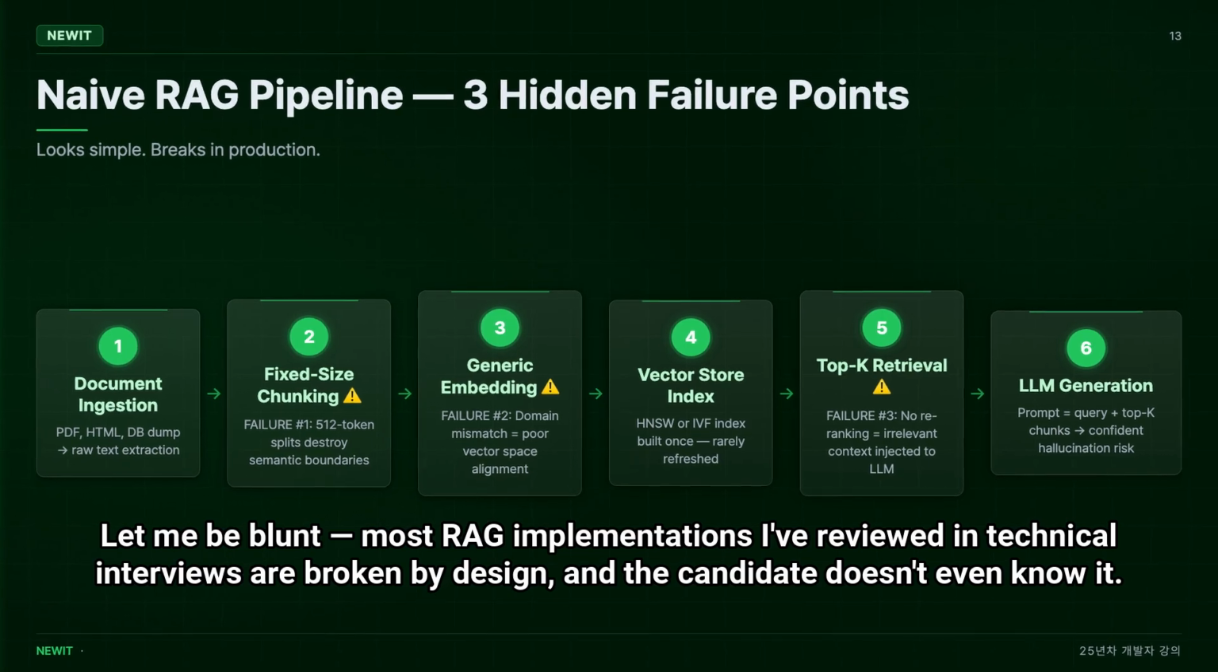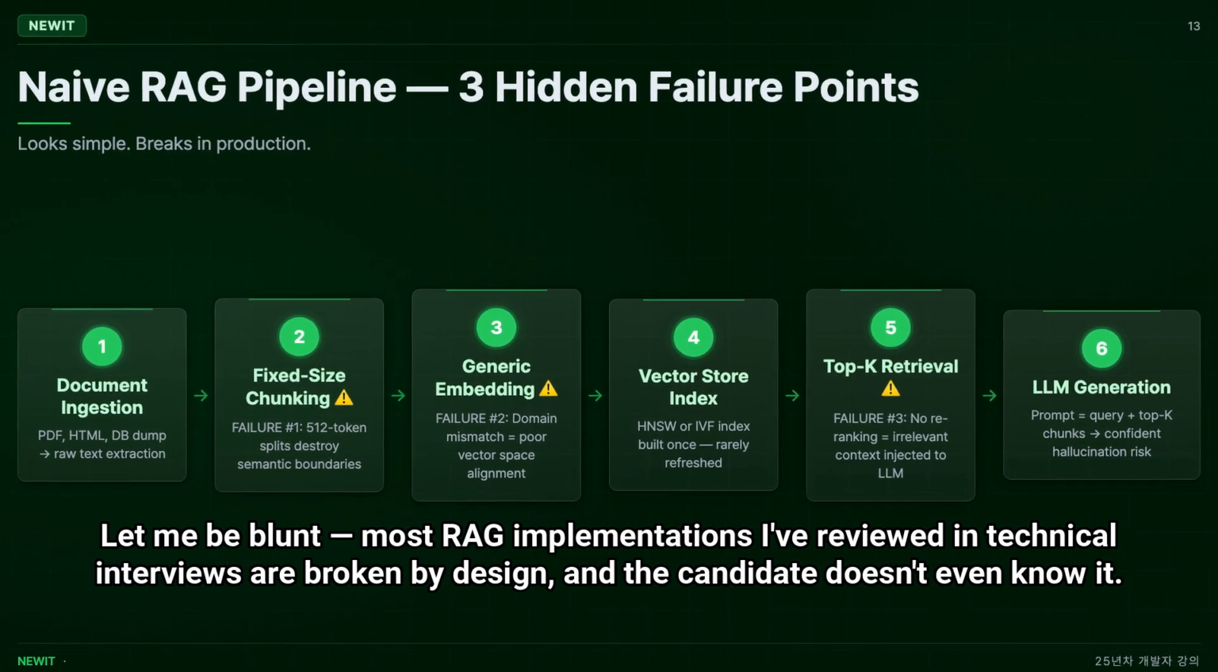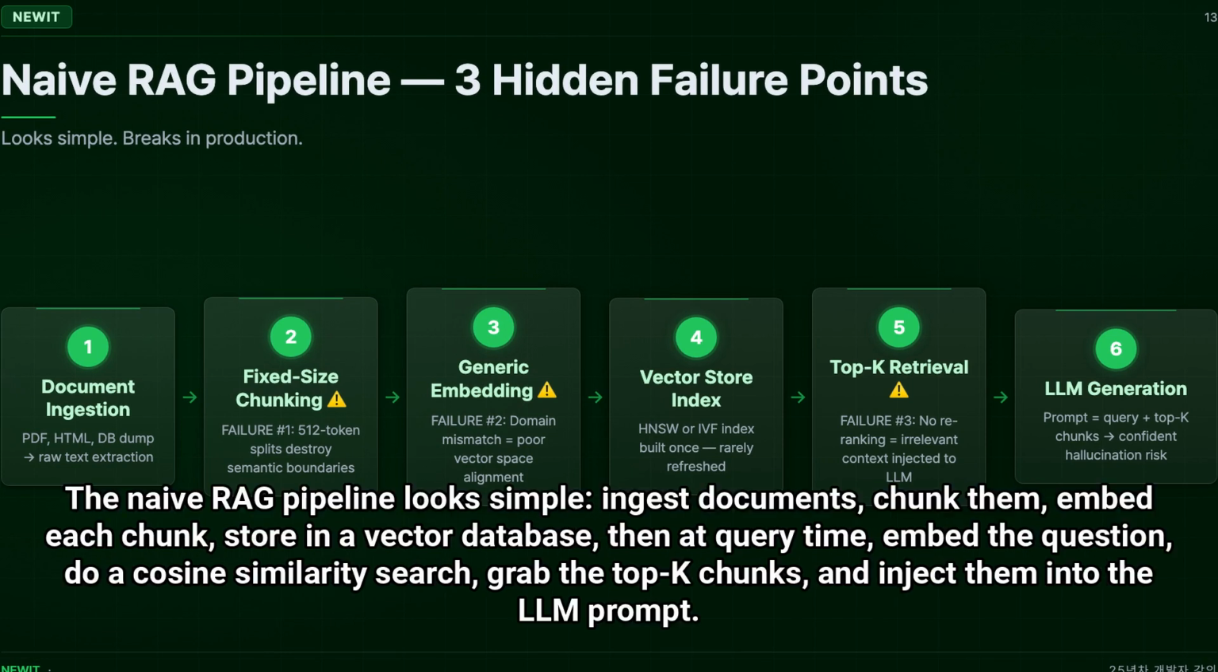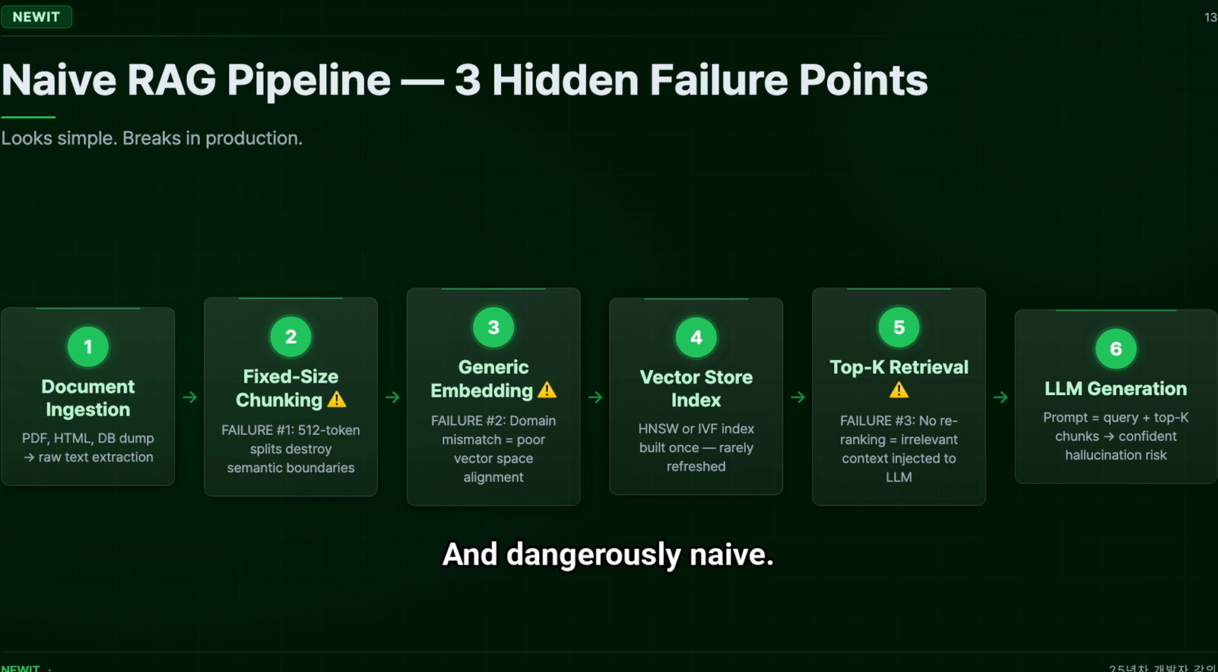Let me be blunt. Most RAG implementations I've reviewed in technical interviews are broken by design, and the candidate doesn't even know it. The naive RAG pipeline looks simple: ingest documents, chunk them, embed each chunk, store in a vector database. Then, at query time, embed the question, do a cosine similarity search, grab the top K chunks, and inject them into the LLM prompt. Clean, elegant, and dangerously naive.